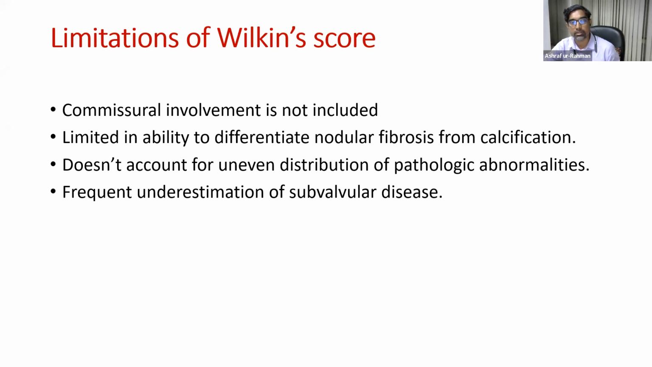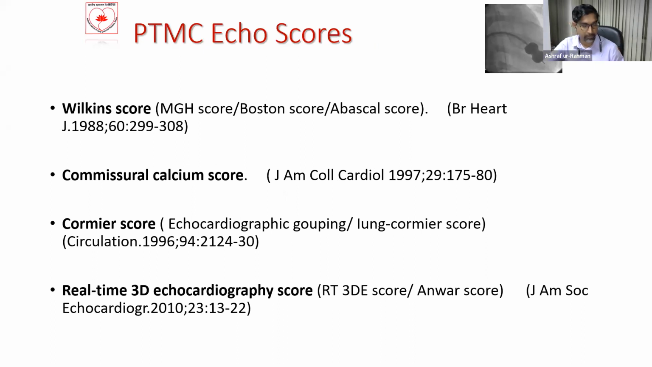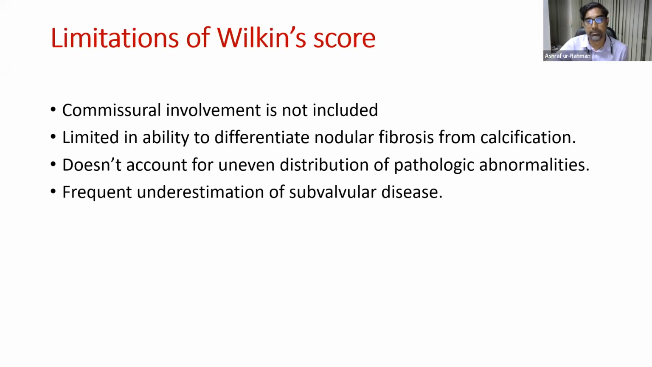But for MS patients, if the Wilkins score is 8 to 10, these are in the gray zone. They can also be considered for PTMC. But if less than 8, then it is safer to proceed with PTMC. And it is said that if it is more than 10, then PTMC is mostly contraindicated.